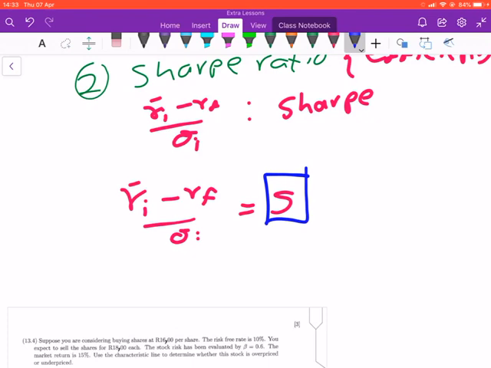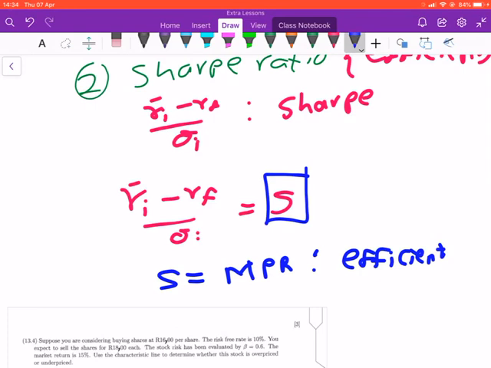And when you find S, if you find that S is equal to the market price of risk, then this simply means that the asset is efficient, right? And if it is not equal to the market price of risk, it simply means that the asset is not efficient. So we have learned about the market price of risk up there.